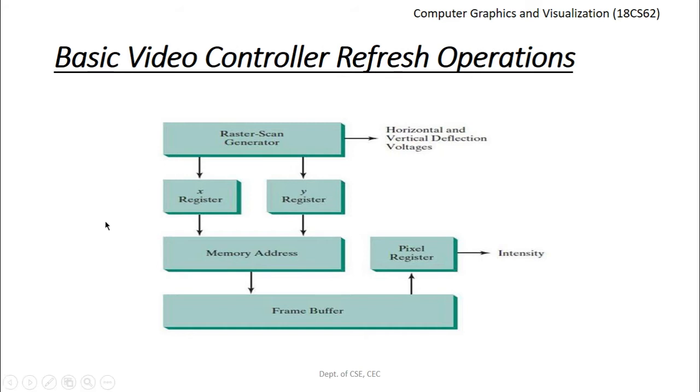Initially, the X register is set to 0 and the Y register is set to the top of the scan line. If this is the top scan line, X is set to 0 and Y is set to the value of the top scan line.